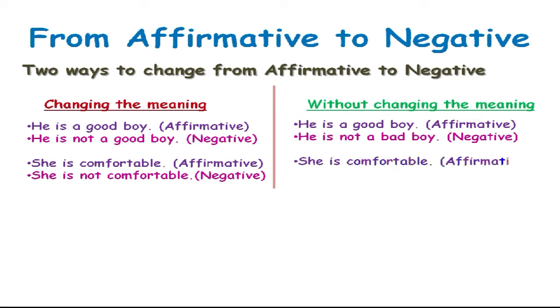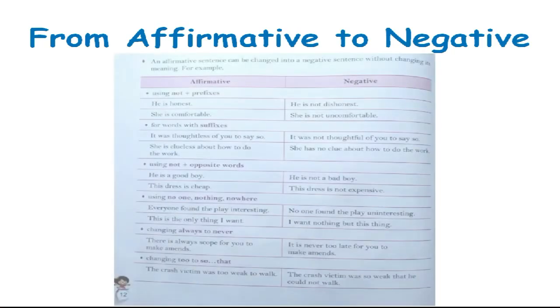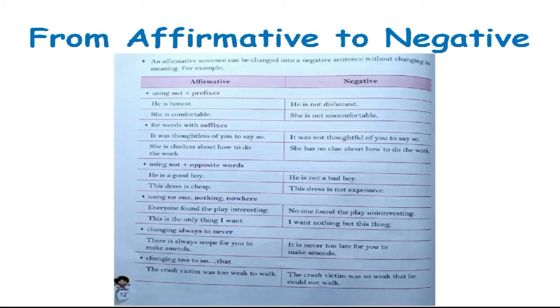Let's look at the next example. She's comfortable. Similarly, you will add not and write the opposite of the word comfortable. So my answer will be she's not uncomfortable. That means she is comfortable. So this is how you are going to change your sentences without changing the meaning of the sentence. I hope this is clear. To make it more clear, I have certain rules for this which are there in your book. I have shared the screenshot of the page of your book. It is on page number 12. Let me make you clear. There are 6 rules to it.